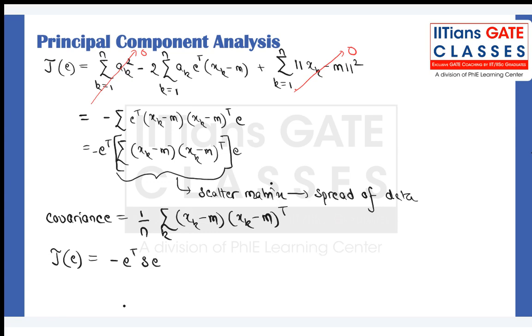So the scatter matrix, I call it S, where S is the summation k equal to 1 to n of (xk minus m)(xk minus m) transpose. So this way you're trying to reduce the variance of the data set. That is what you want as well, right? Okay. So this is your objective function.